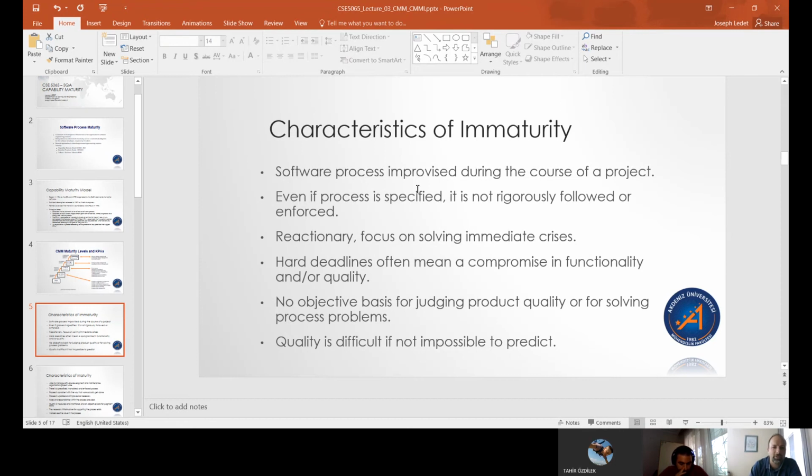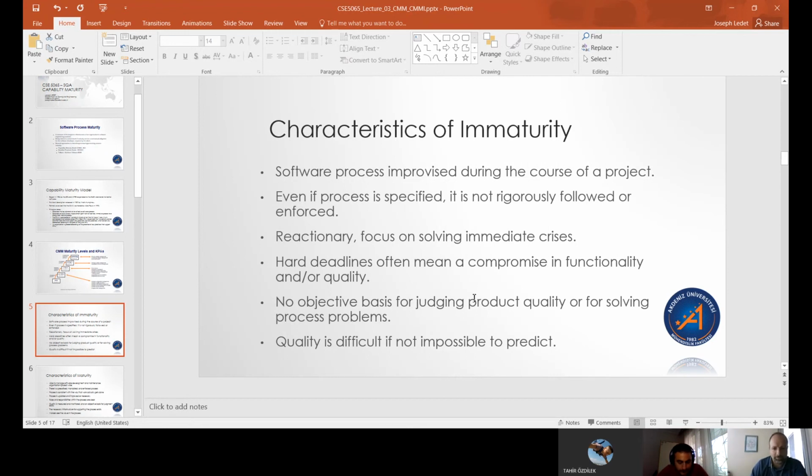Right? It's not trustworthy. Even the process of how we develop the software can't be trusted to be the same today and tomorrow and next week. The process might be specified, but it's not followed. We don't have buy-in. We have developers who don't believe in it, so they don't use it. Reactionary, like, okay, let's solve it immediately. A squeaky-wheel-gets-the-grease kind of mentality. If something comes up, we'll fix it. If something doesn't come up, we'll keep on going.